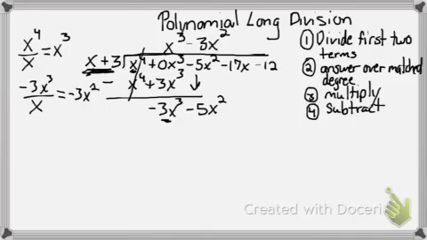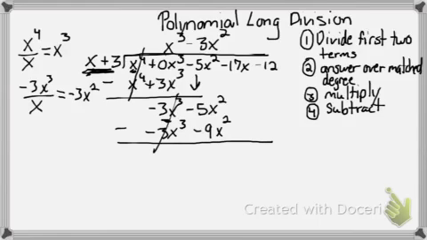and multiply. When I multiply negative 3x squared times x, I get negative 3x cubed, and negative 3x squared times 3 gives me negative 9x squared. Then I'll subtract, and then negative 3x cubed minus negative 3x cubed, that double negative makes it positive, so they cancel. Negative 5x squared minus negative 9x squared. Double negative makes it positive, so you're really adding, which gives me 4x squared. Bring down my negative 17x, and do the steps over again.